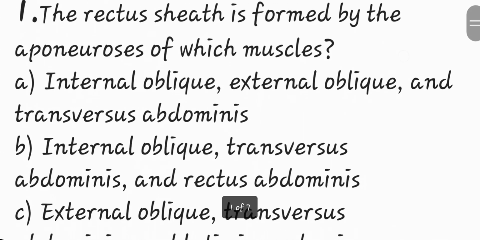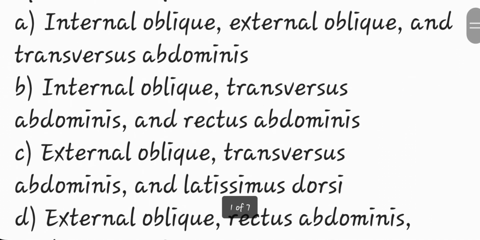So we will see the options. Internal oblique, external oblique and transverse abdominis. So these are the three muscles, right? Coming to option B, internal oblique, transverse abdominis and rectus abdominis. Actually, rectus abdominis does not contribute to the formation of the rectus sheath. So the option is A. The aponeuroses of the internal oblique, external oblique and transverse abdominis muscles contribute to the formation of the rectus sheath.